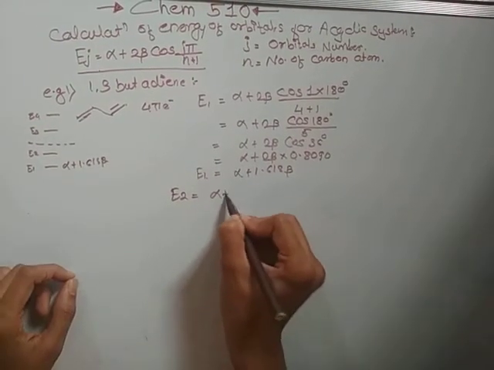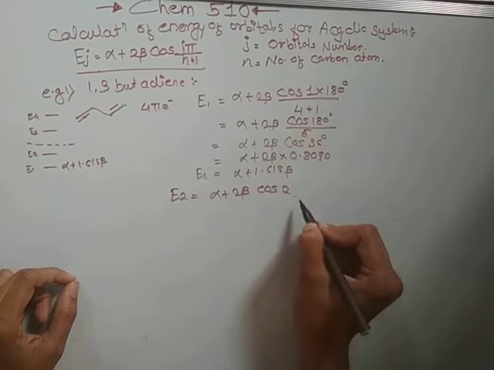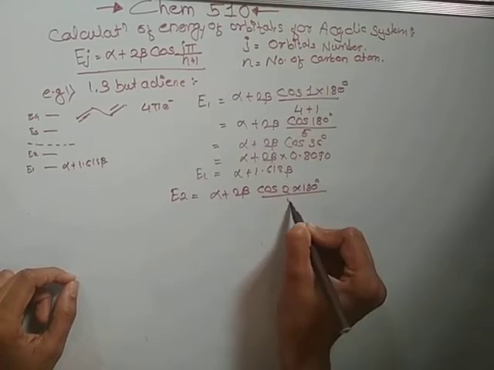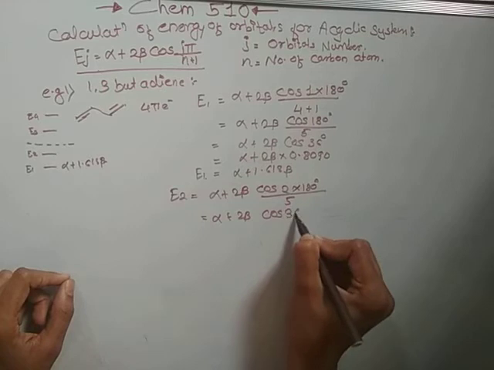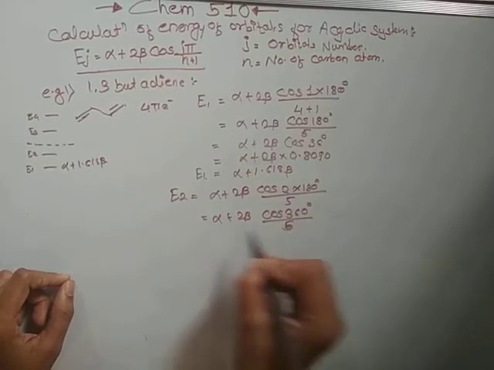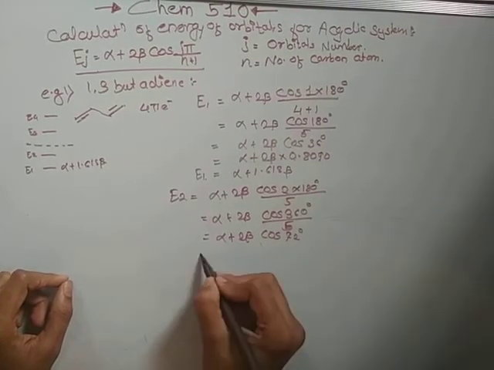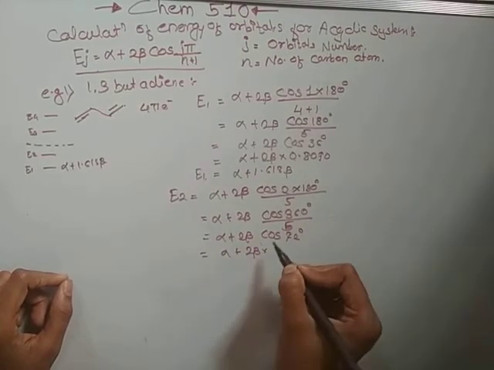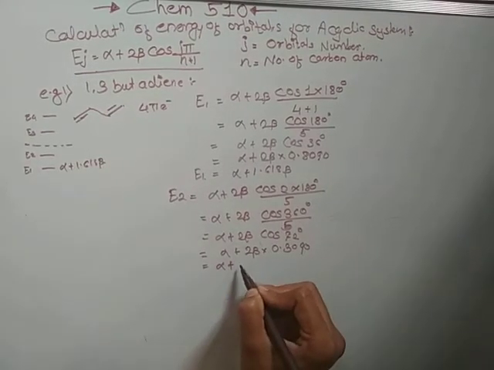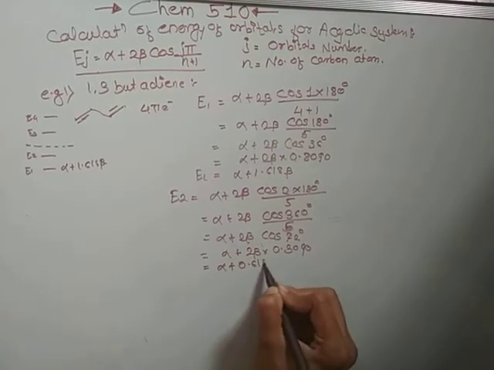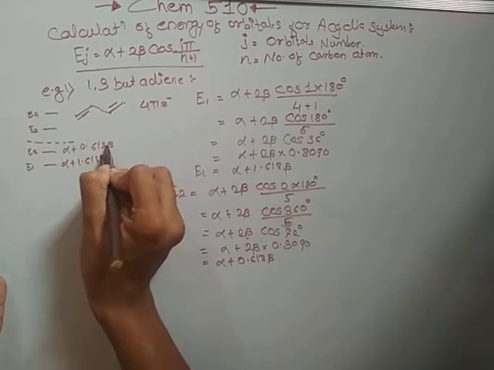Now the value of E2, having the same formula, alpha plus 2 beta cos, j is equal to 2, into 180 divided by 5, 4 plus 1 is 5. Alpha plus 2 beta cos 360 divided by 5 is equal to alpha plus 2 beta cos 72 degrees. 2 beta into cos 72 is equal to 0.3090, so alpha plus 0.618 beta. Here the value of E2 is alpha plus 0.618 beta.